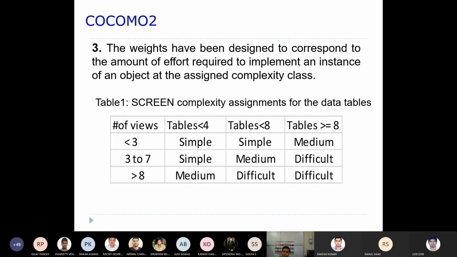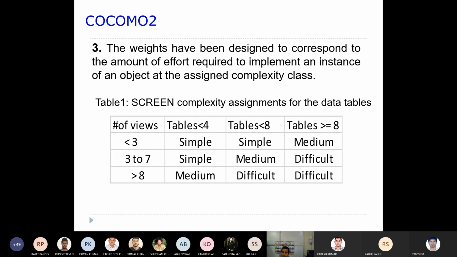Now the third step is that the weights have been designed to correspond to the amount of effort required to implement an instance of an object at the assigned complexity class. So as I said, whatever component you are going to develop, for those components you have a certain number of weights, and these weights are based upon the complexity. So now these objects will be given some number of weights.